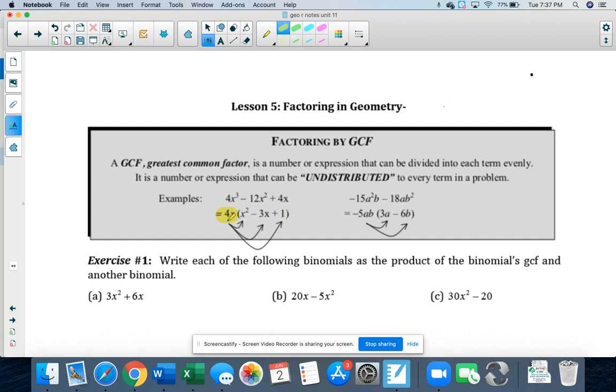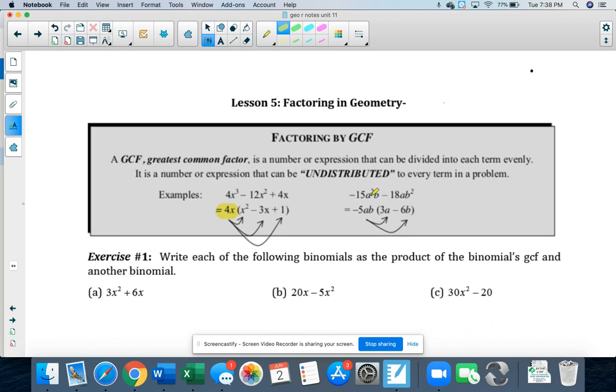These arrows are showing you that you can re-multiply this out and get back the original expression. So the product of these factors equals that expression on top. And the arrows are showing you 4x times x squared is 4x to the third. 4x times negative 3x is negative 12x squared. And 4x times 1 is 4x.